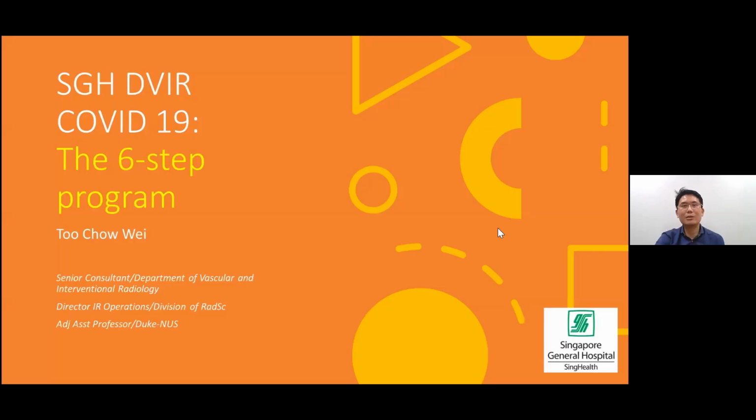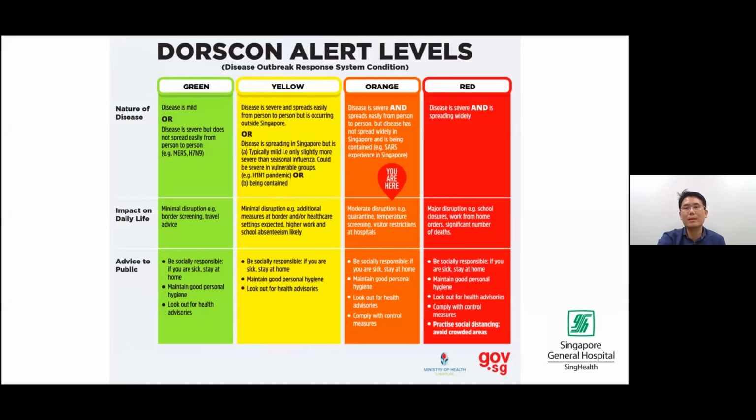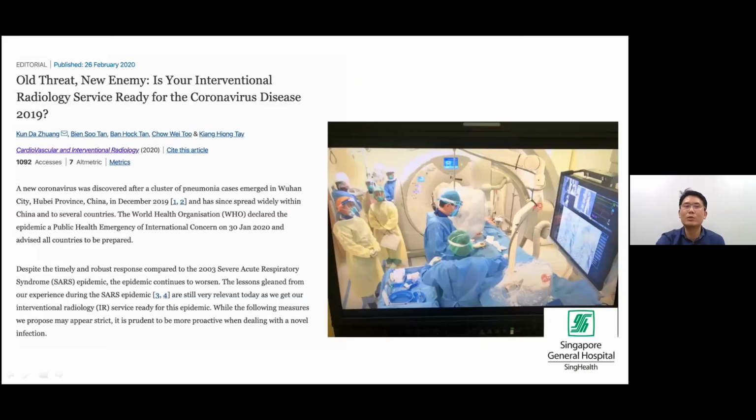Hi, good afternoon. So today we are going to go through the 6-step program that we have previously published to get ourselves ready for COVID-19. If you're wondering why this is so orange, it's really because right now in Singapore, we're still in DORSCON orange, whereby the disease is severe and spreads easily from person to person. So we're still here. Hopefully we don't go into red.